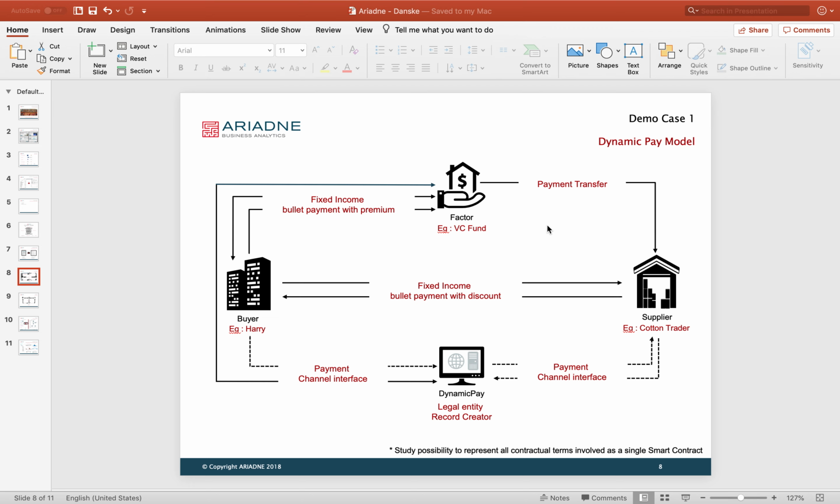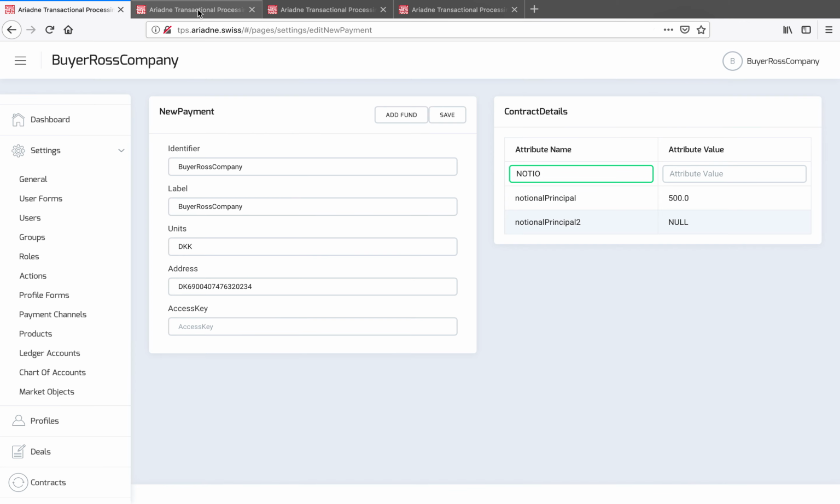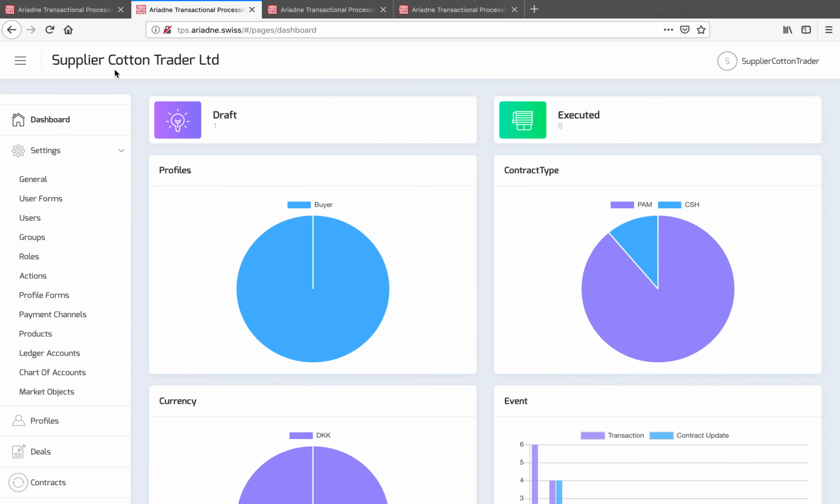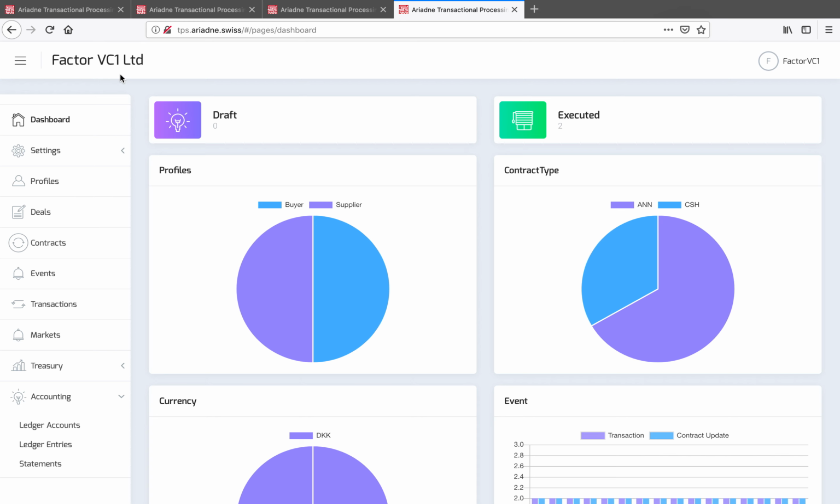Once the buyers, the supplier, and the factor have their logins created and the accounts, they are now ready to transact on this platform. For the sake of the demo simulation, I have already created 3 accounts: a supplier, Cotton Trader Limited; buyer, Harry Limited; and a factor who is a venture fund, VC1 Limited.